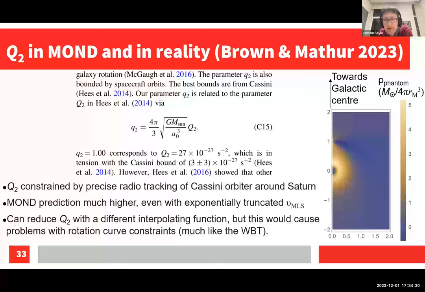Does the interpolation function that you need to get the solar system to work, is that also in tension with the wide binary results, or is it more that it's in tension with? There is a detailed study coming up which will look at these things. It is possible to argue that any interpolating function which would be compatible with the Q2 bound would also lead to no MOND signal in the wide binaries. It is possible to argue like that.